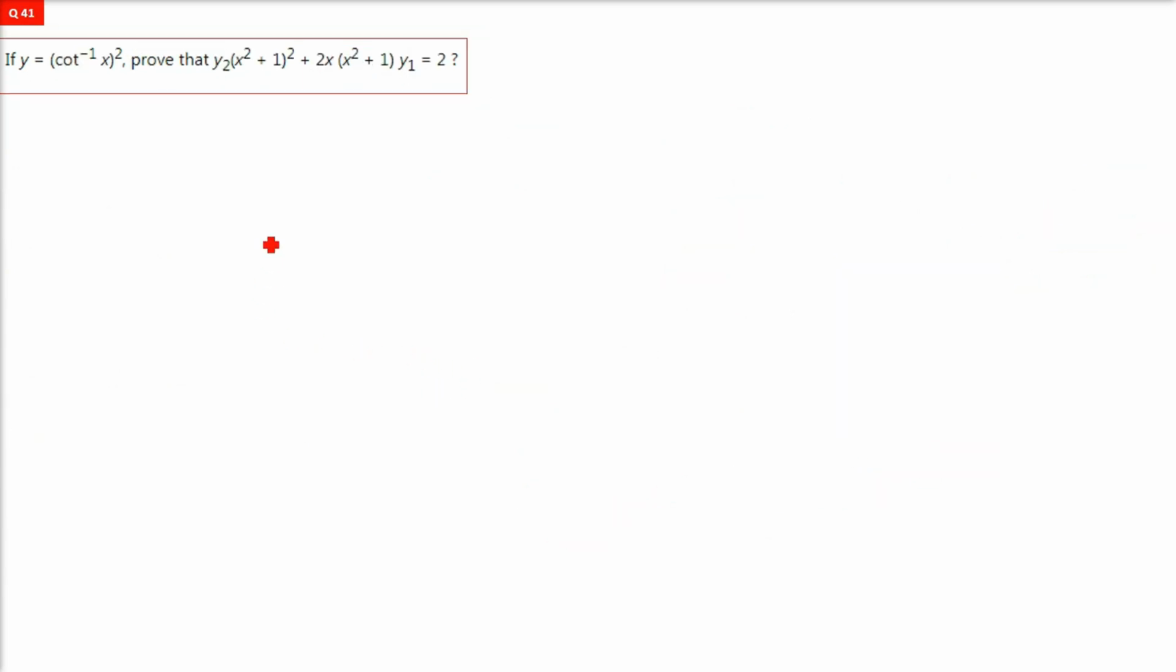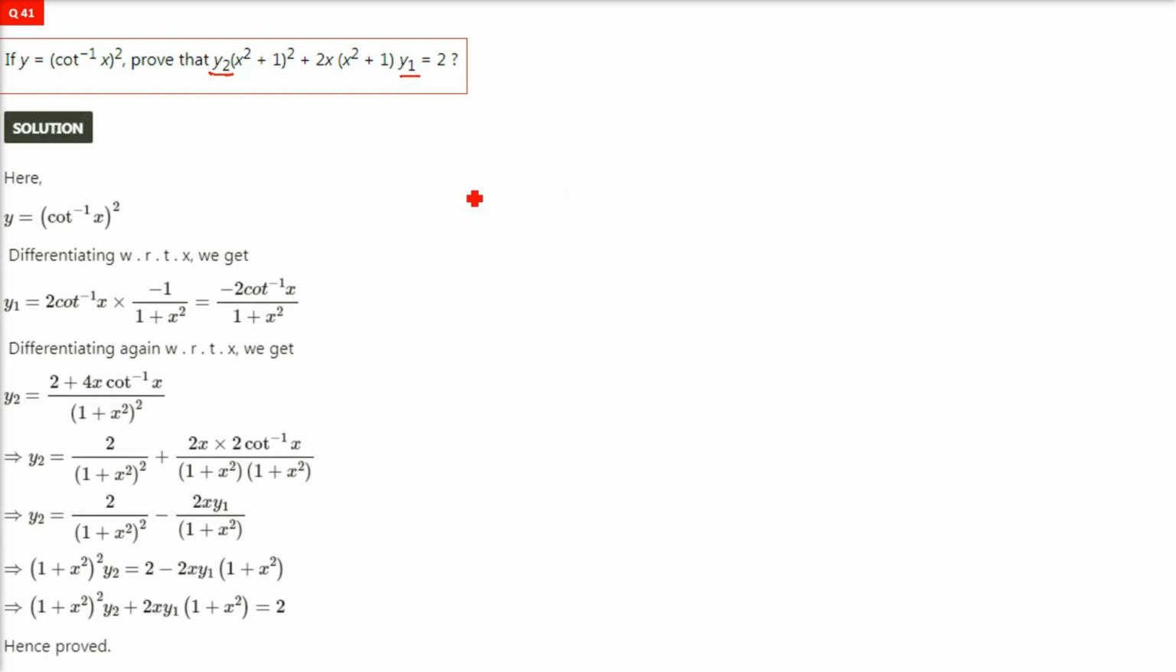y is equal to cot inverse x whole squared. We have to prove that y2 times (x squared plus 1) whole squared plus 2x times (x squared plus 1) y1 equals 2. So for reference, because this kind of question we have already done, I guess, this is the reference for you. I may be doing it in a different way. Maybe sometimes it matches with the solution, sometimes it doesn't. So y is equal to cot inverse x whole squared, dy by dx is equal to, twice comes in front, cot inverse x, then differentiation of cot inverse x is negative 1 by 1 plus x squared.